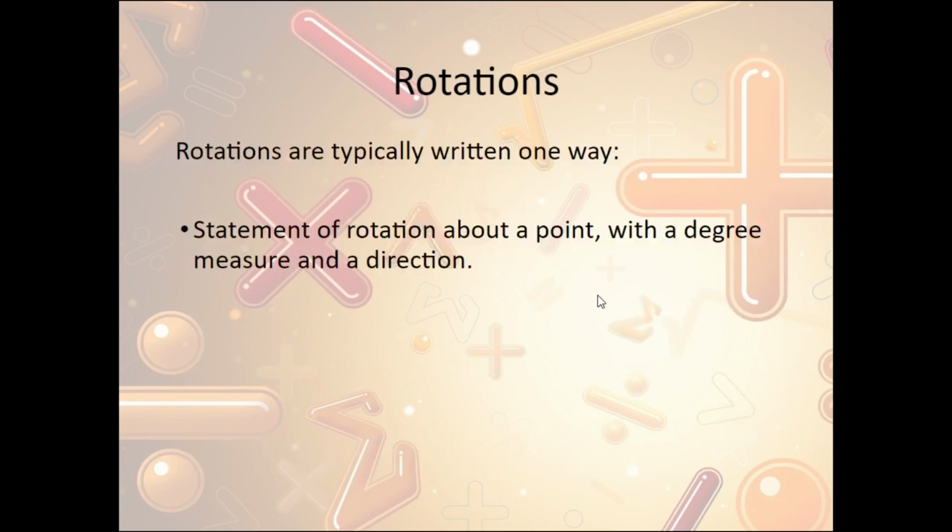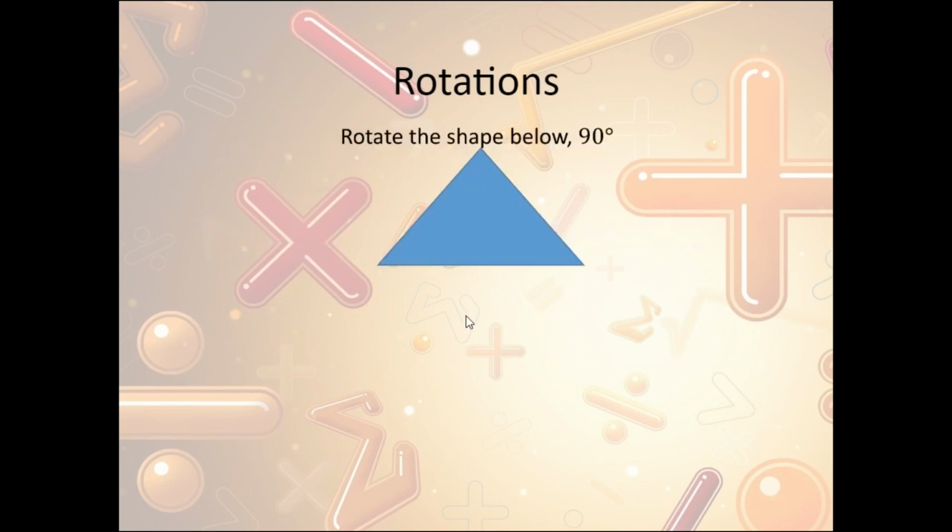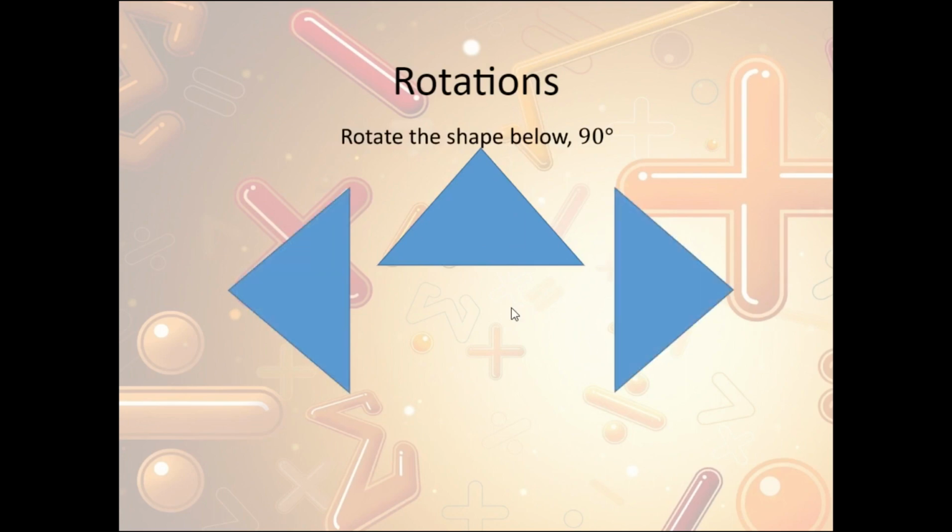So rotations are typically only written in one way. It's a statement about a point, and for everything we do, it will always be the origin. And then it's going to give you a degree measure. So how far are we rotating? We're rotating 90 degrees, 180 degrees, etc. And then it will tell you a direction. So rotating 90 degrees. So if I were to take this and rotate it 90 degrees, I'm going to flip it and turn it sideways. So either of these would be a 90-degree rotation.